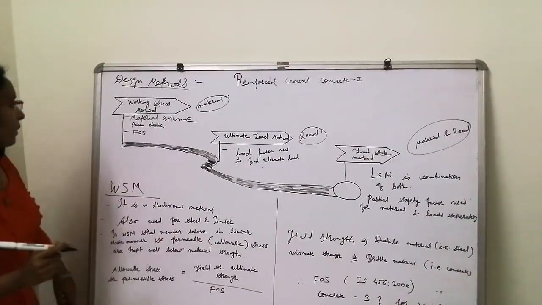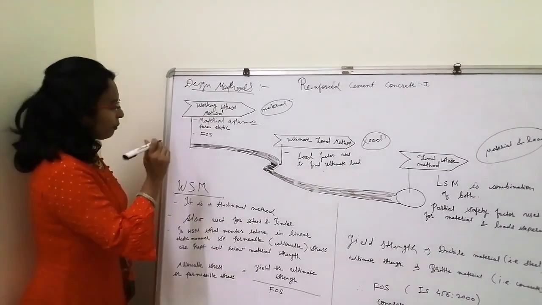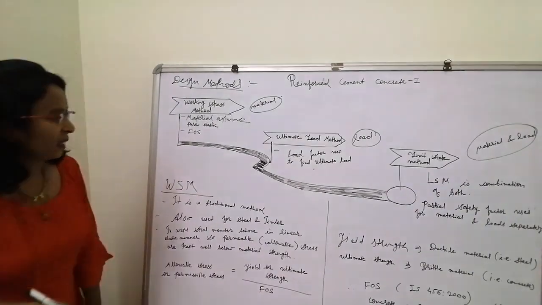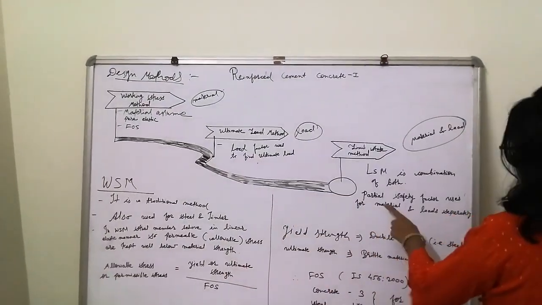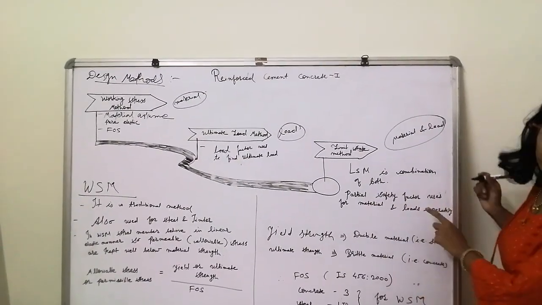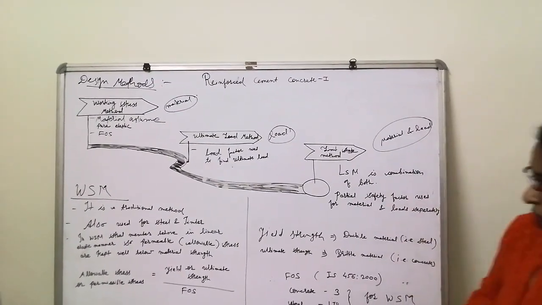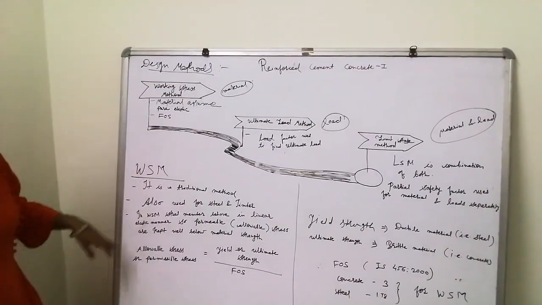In working stress method, we can design our member by using the factor of safety. And in limit state method, we can use the partial safety factors for material and loads separately. Let's see the working stress method.